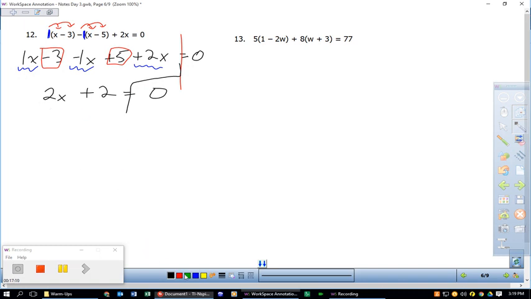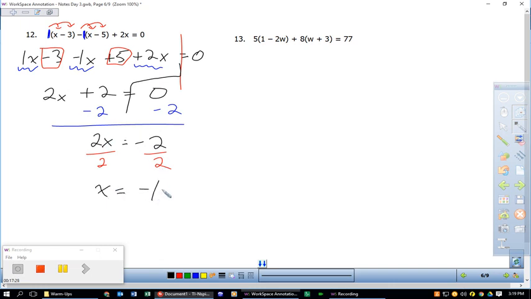Add, subtract. We will subtract 2 from both sides. 0 minus 2 is negative 2. Bringing down the 2x. And then dividing by 2. Aren't you glad we spent plenty of time on two-step equations? We get negative 1. We use that a whole lot. So x equals negative 1. And still go back and check these.